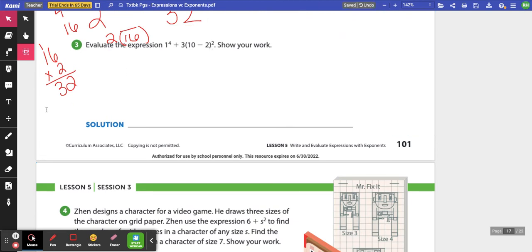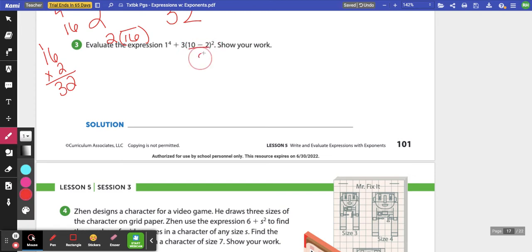We do have grouping, so I'm going to have to do what is inside here first. 10 minus 2 is 8. Not really done with the parentheses. There's just an 8 left, but I'm going to bring everything else down exactly like I see it. Now, do I have grouping? Well, again, there's not really anything inside this grouping, so let's say no.